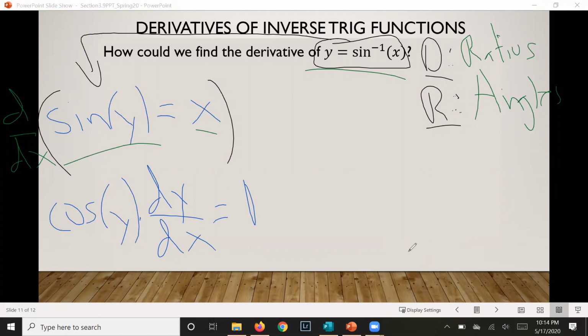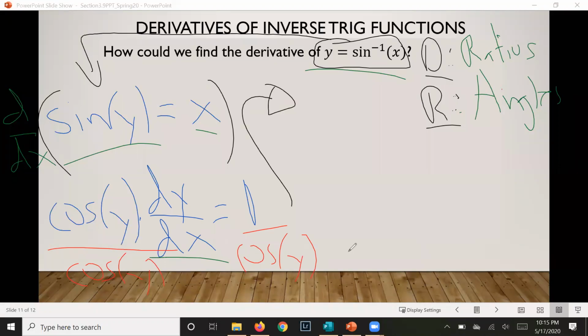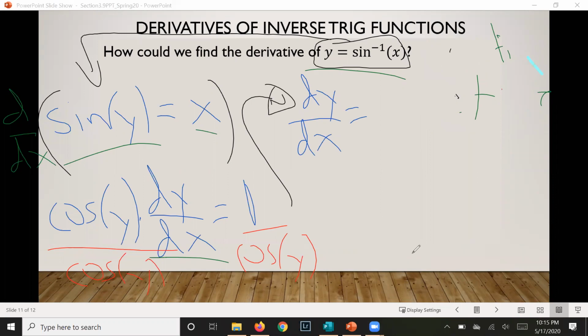We need to find dy/dx because we're trying to find the derivative, right? So we need to isolate that. We can do that by dividing by cosine of y on the left. Divide by cosine of y here. And so what we end up with then is that dy/dx equals 1 over cosine of y.